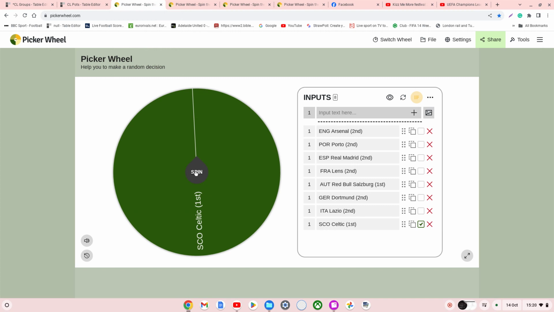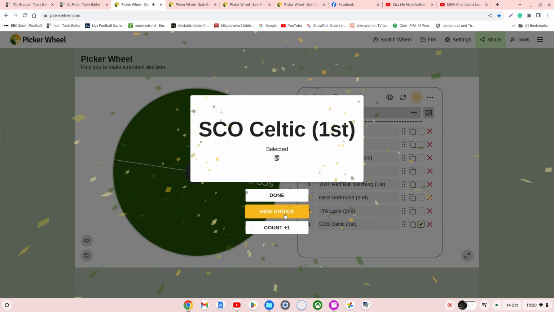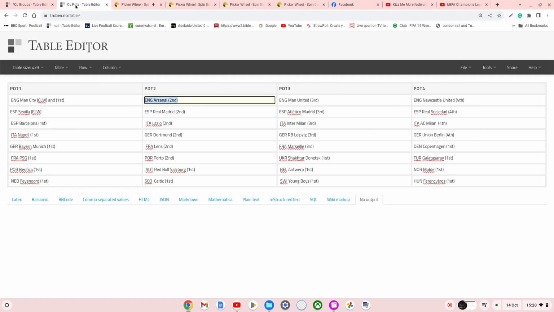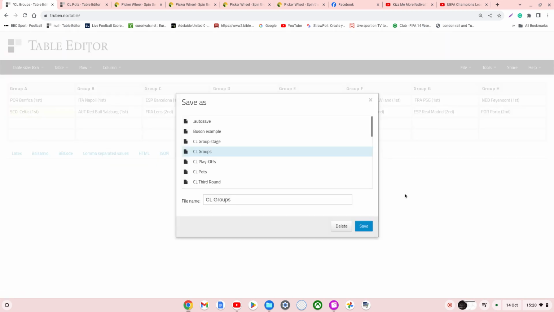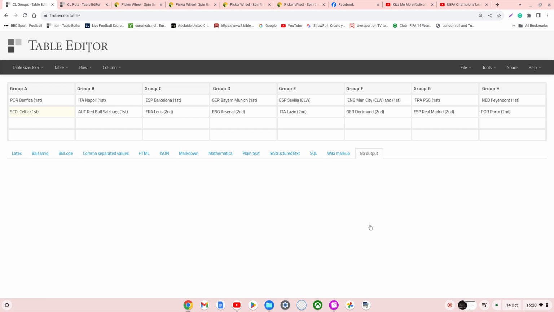And then Celtic, the last team, the only Scottish team in this competition, by the way, because Rangers got knocked out in the Champions League. So Celtic will be in Group A, and they'll be facing Benfica from Portugal. Anyway, let me just save this before we head into the next pot.